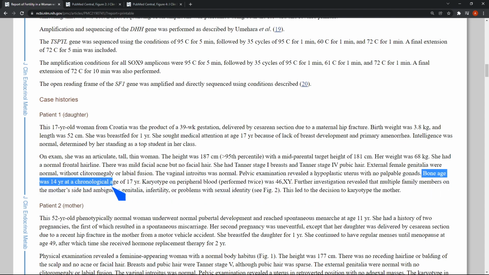Bone age was 14 at a chronological age of 17. Again, normal. Bone age tends to lag because there's a turnover.